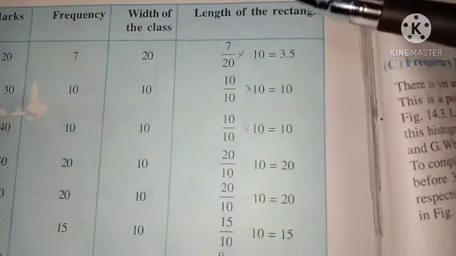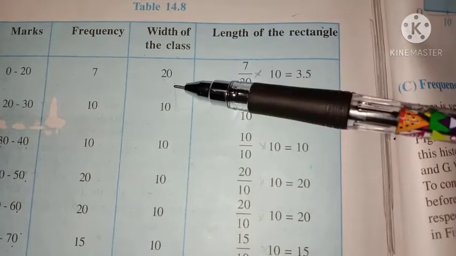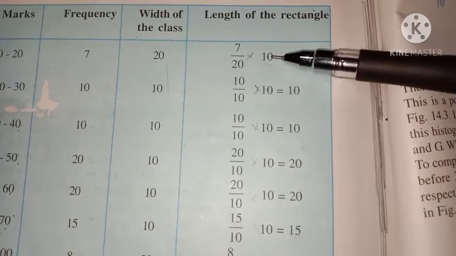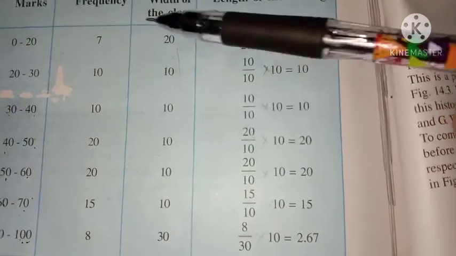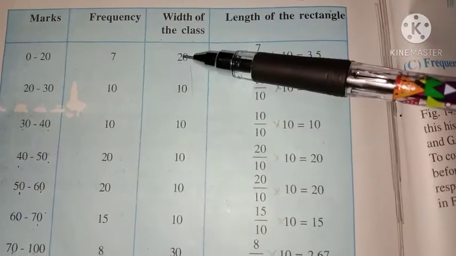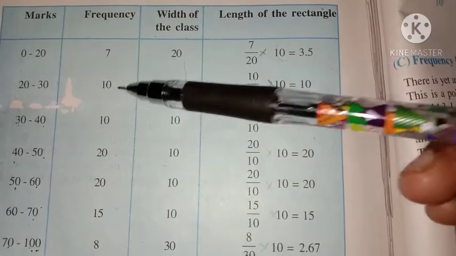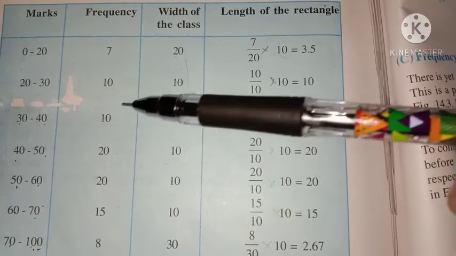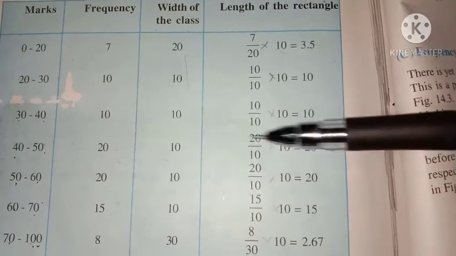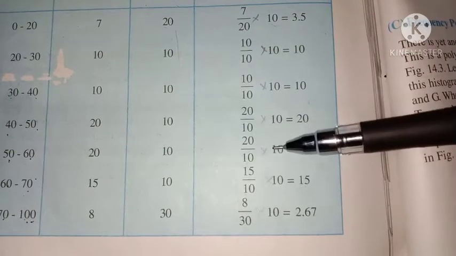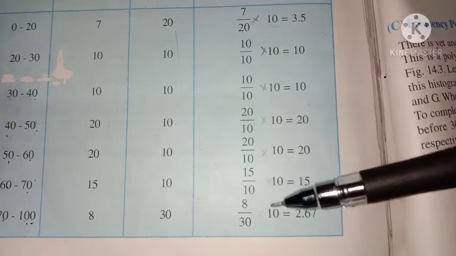So for this you have to do, listen, divide these two, frequency and width, and multiply with the minimum class size. Here the minimum class size is 10. So divide these two, 7 by 20, then multiplied with the 10. Similarly, 10 by 10 into 10. 20 by 10 into 10. 15 by 10 into 10. 8 by 30 into 10.